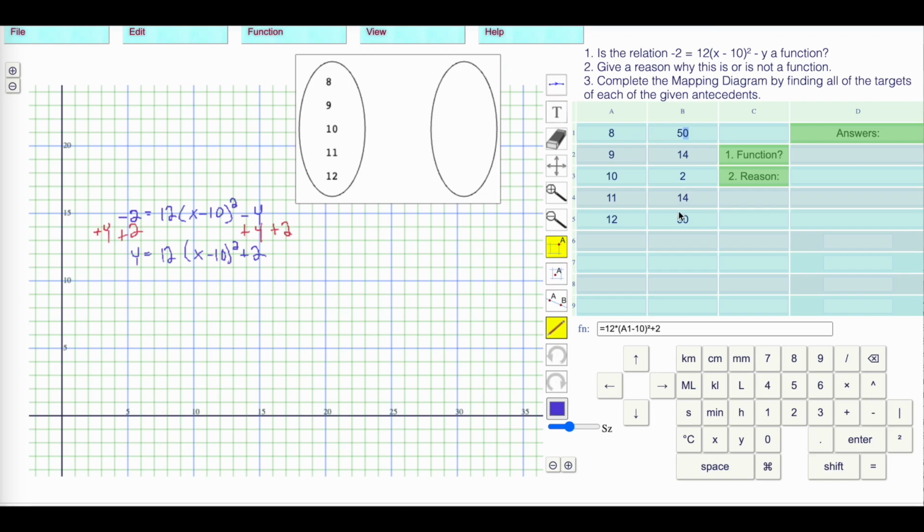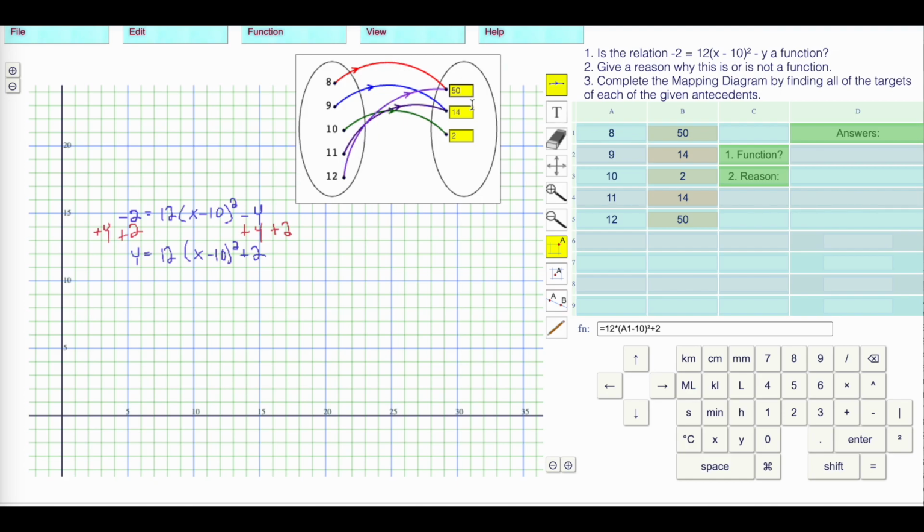Notice we only have 3 unique values: 50, 14, 2, and then we have 14 again and 50 again. And we're only going to put 3 boxes. If you put 2 boxes with the same number, it will say that you are wrong. 50, 14, and 2. But the order that you write them in doesn't matter. 8 gets mapped onto 50, 9 gets mapped onto 14, 10 to 2, 11 to 14, 12 to 50.